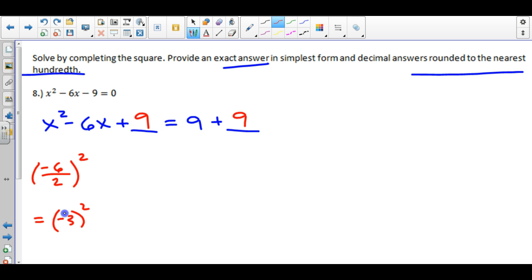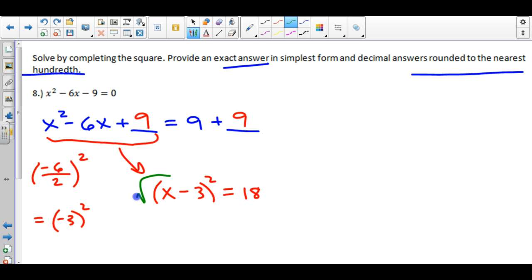On the left hand side, we're going to factor this trinomial right here, which is a perfect square trinomial, and it's going to factor into x minus 3 squared. So again, the minus 3 comes from this value right here, and we're going to set this equal to 9 plus 9, which is 18. So now what I'm going to do is square root both sides. So now this looks just like that last problem that we did.